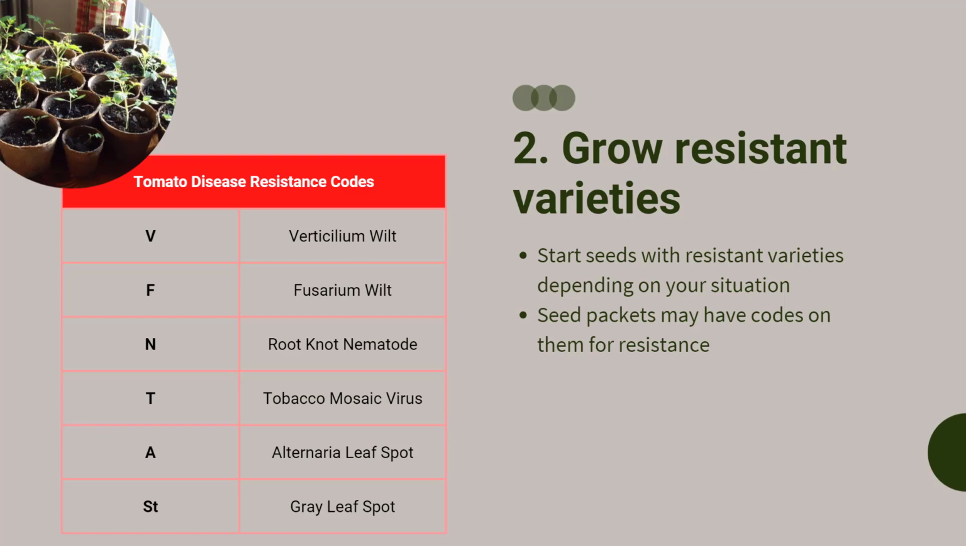Since fusarium wilt has different races, there are 3 different codes, F, FF, or FFF, depending on which races they have resistance to. By growing your own plants from seed, you can select plants based on the situation going on at your home.